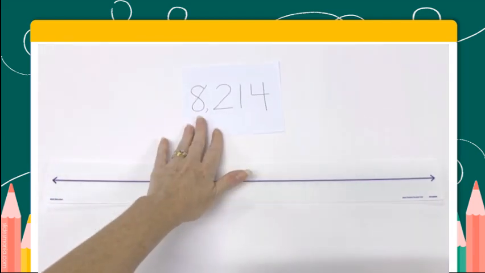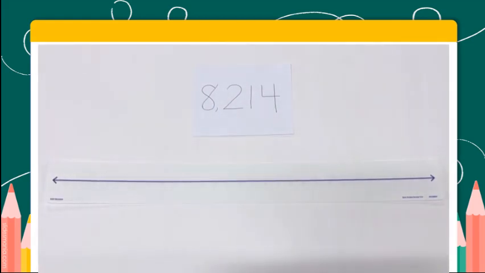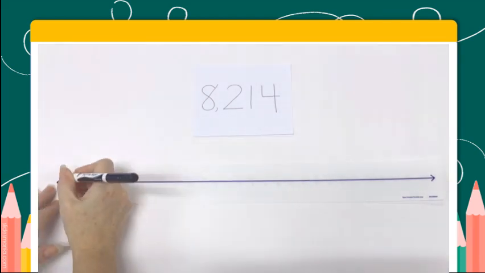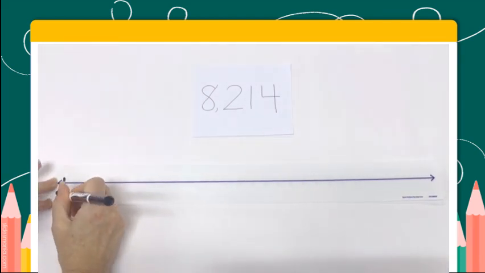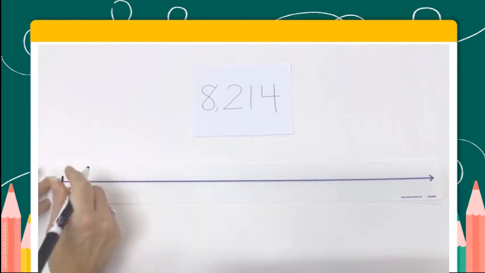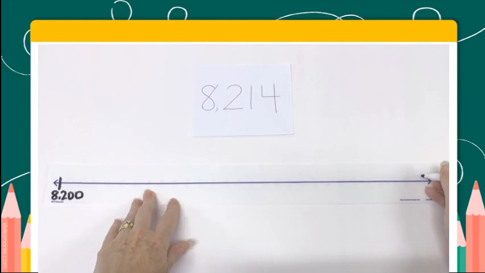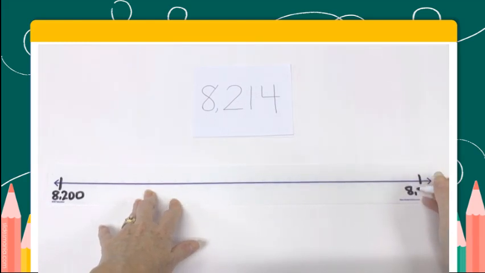If you have an older child, they can use the number line to practice rounding larger numbers. We can create a 4-digit number and round to the nearest 10, 100, or 1,000. Let's take this number for example, 8,214. If I want to round to the nearest 100, then I would create my number line to show the distance between the hundreds. So I would start on this side by saying 8,200. And on the other side of my number line, I would say 8,300.